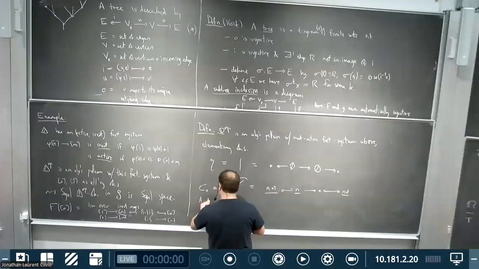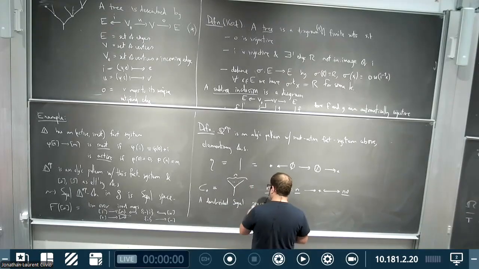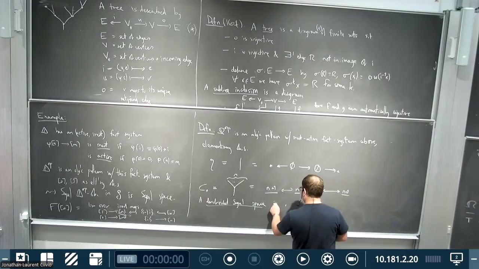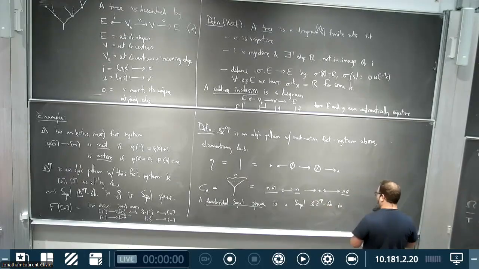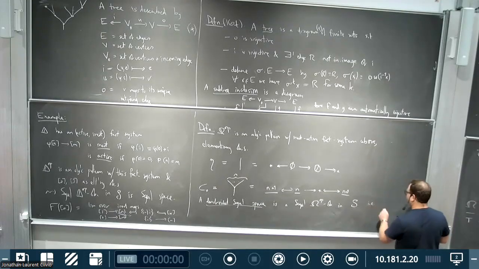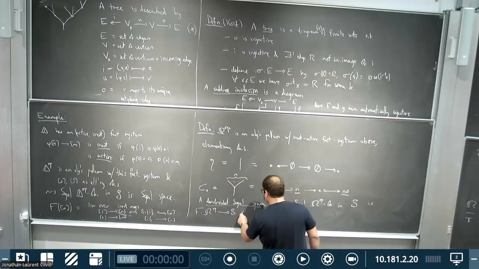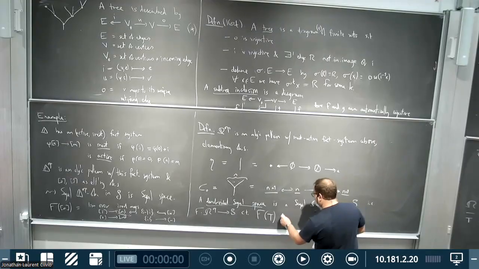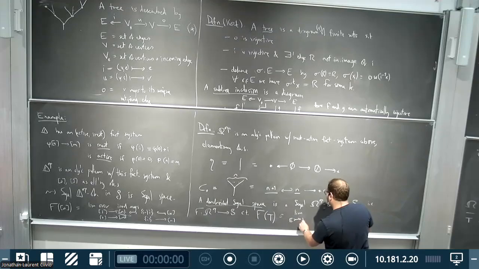Then I can say what a dendroidal Segal space is: a Segal object in spaces, where the value of a tree should be the limit over the inert inclusions of corollas and edges.